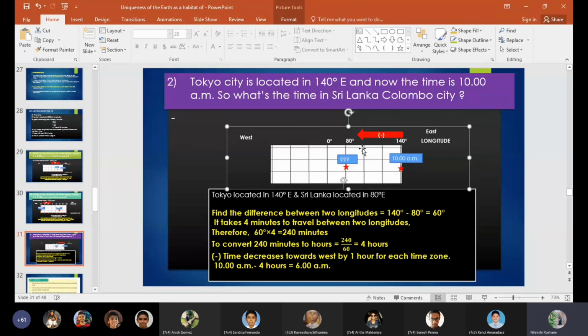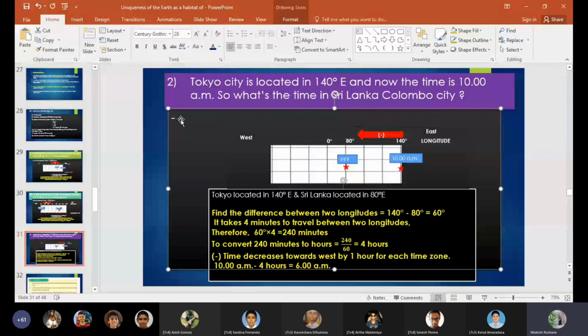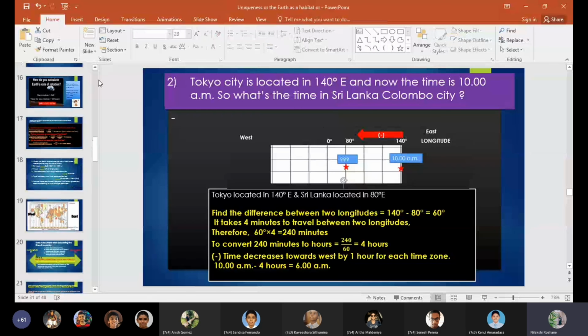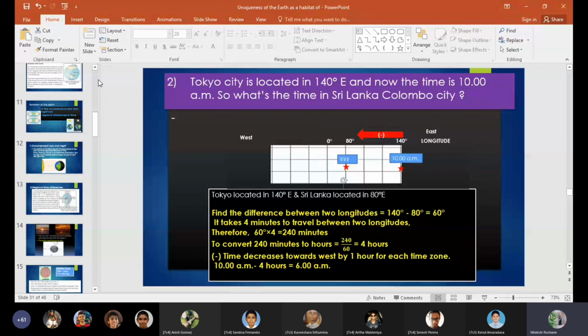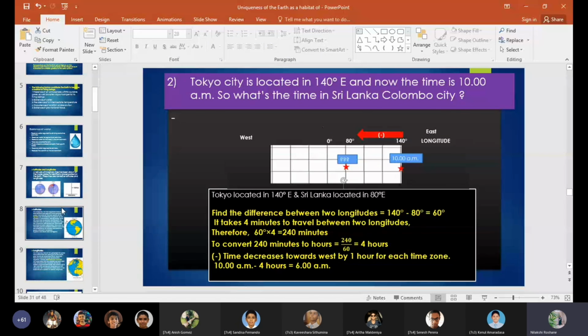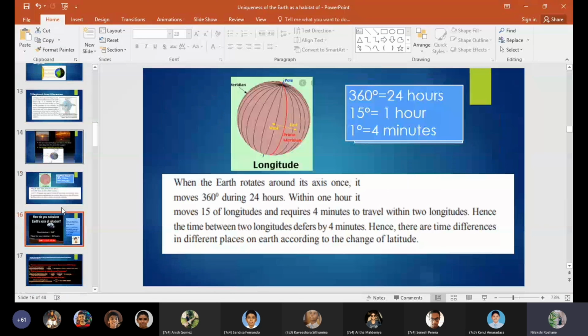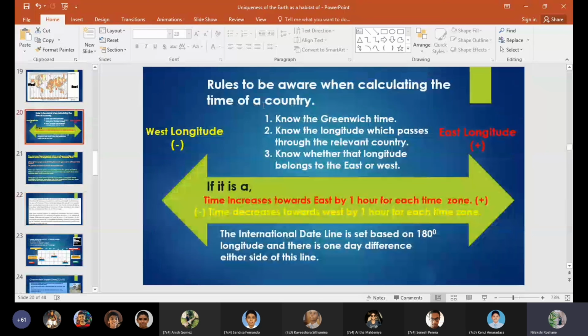So you will get questions like this in your exams. So you have to always remember this slide. These are the rules to be aware of when calculating the time of a country. First, you need to know the Greenwich time, and then know the longitude which passes through the relevant country, and know whether that longitude belongs to east or west. If it is a west longitude, the time decreases towards the west by 1 hour for each time zone. If it is an east longitude, 1 hour increases.